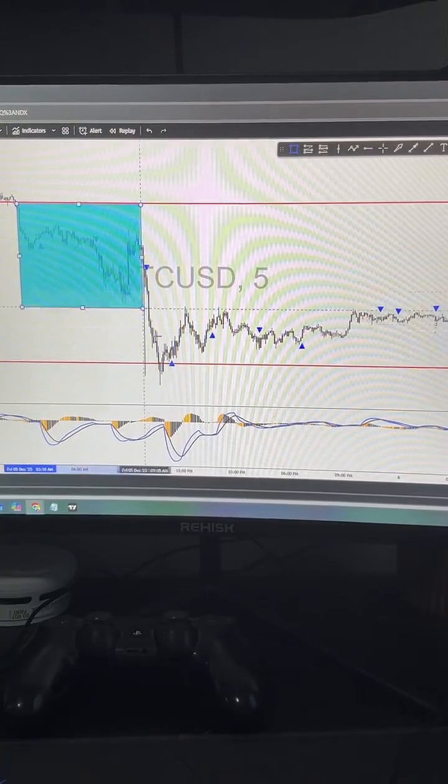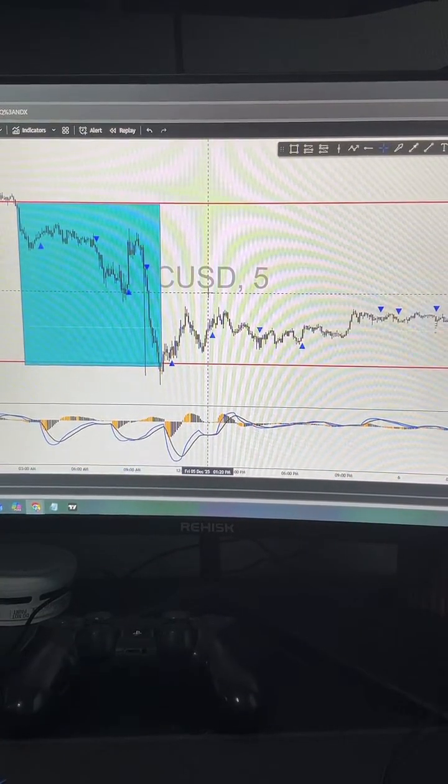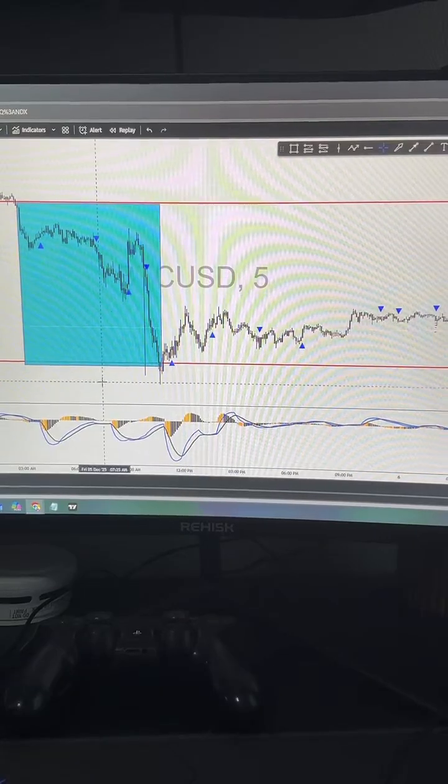What you're not understanding is this is just one candle on the hourly. This is just one trade with trend.